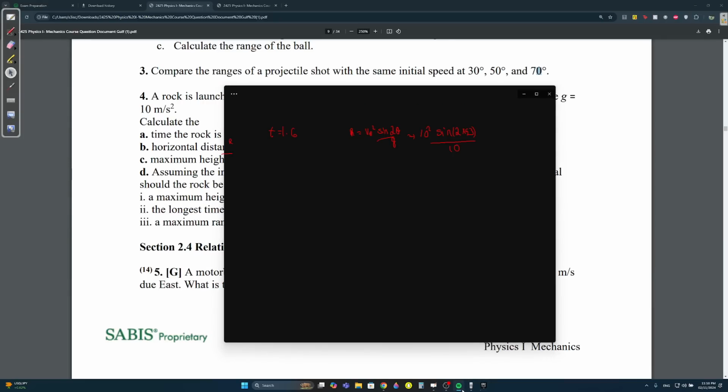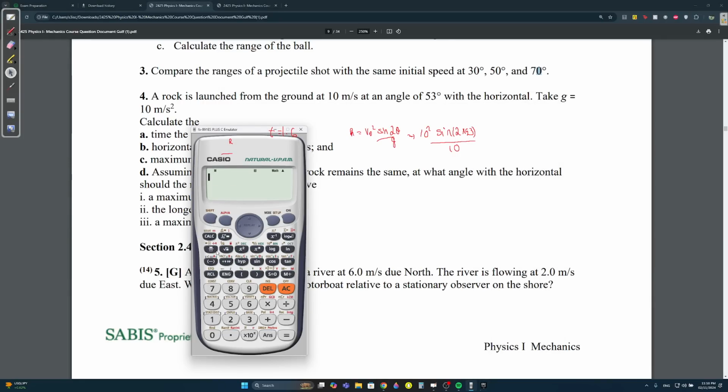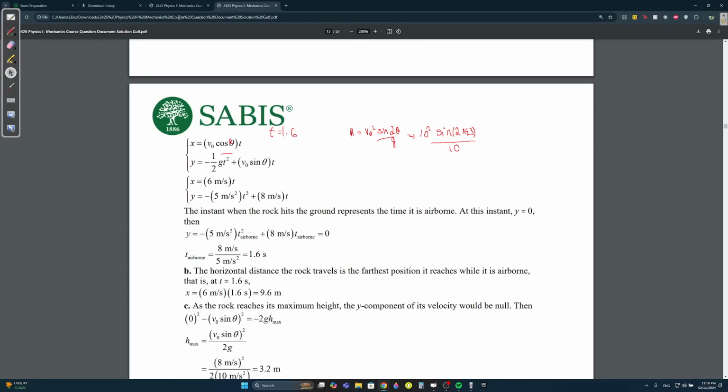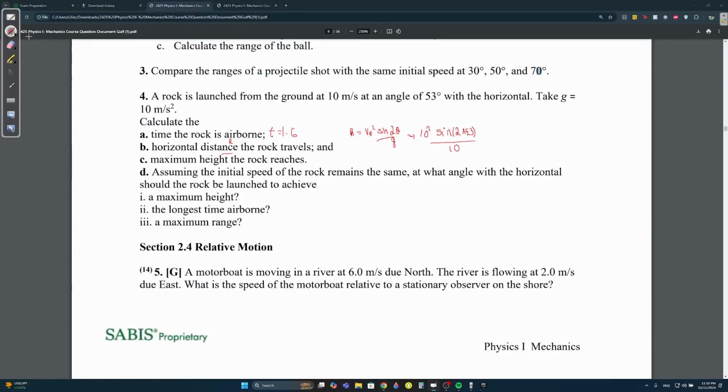Just put this in our calculator. 10 squared sine 2 times 53 over 10. You got 9.6. Okay. Height. What's height equal to? Height is equal to v naught squared sine squared theta over 2g. So 10 squared sine 53 squared over 20.